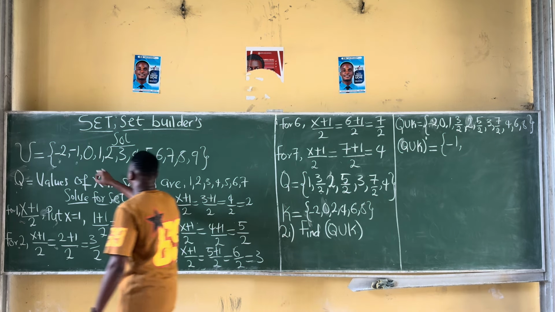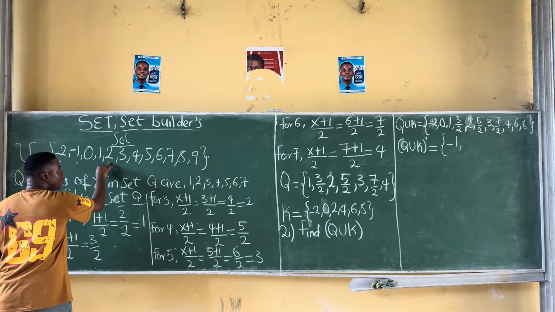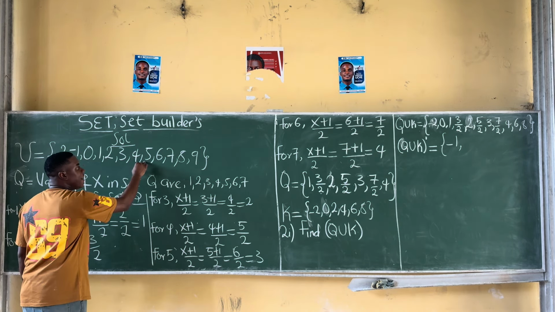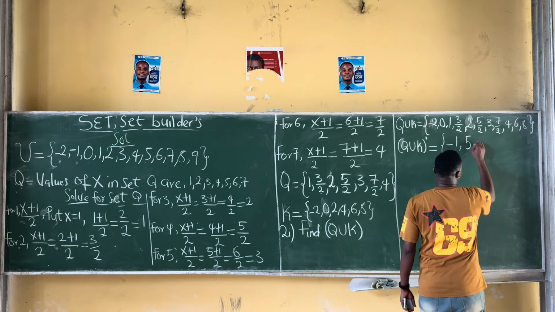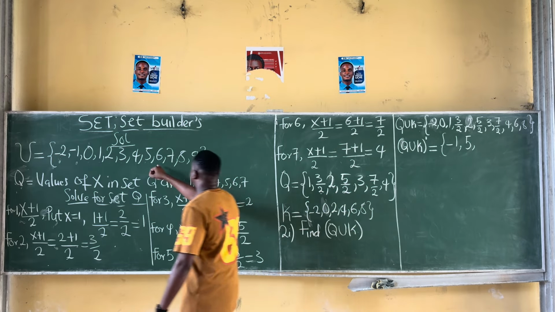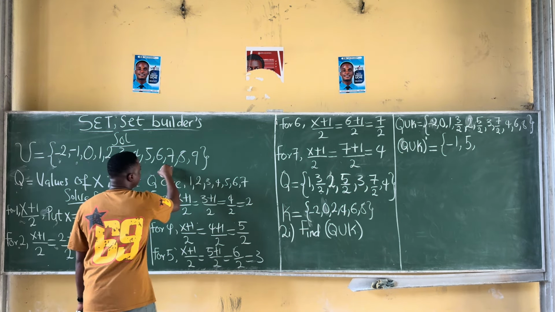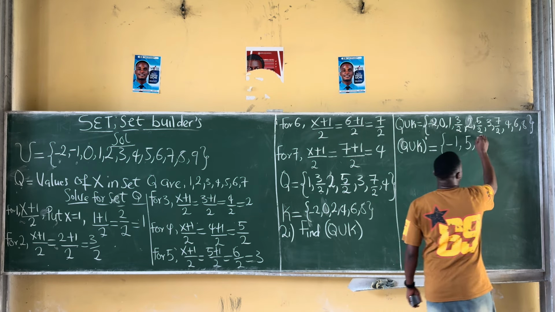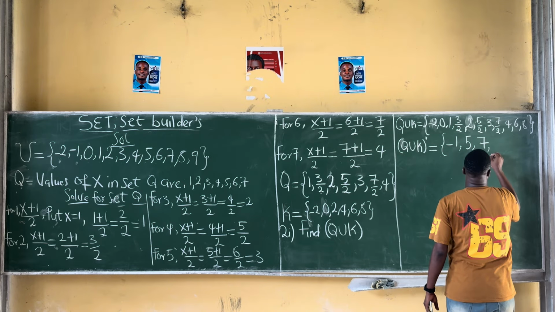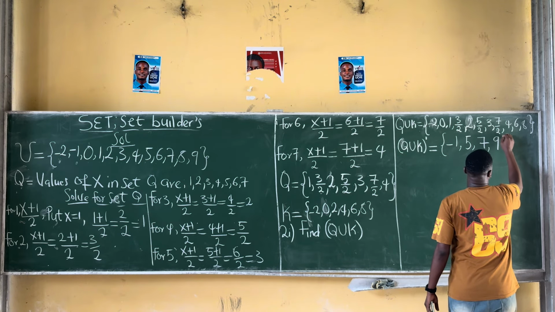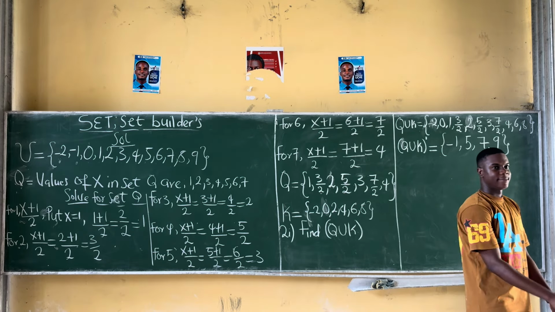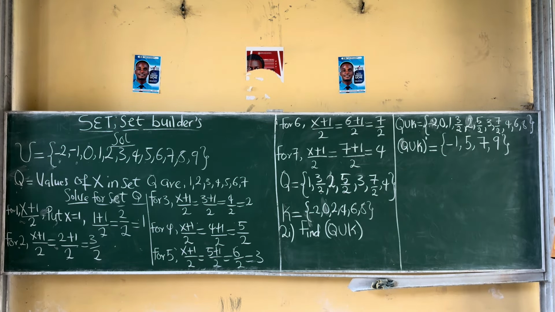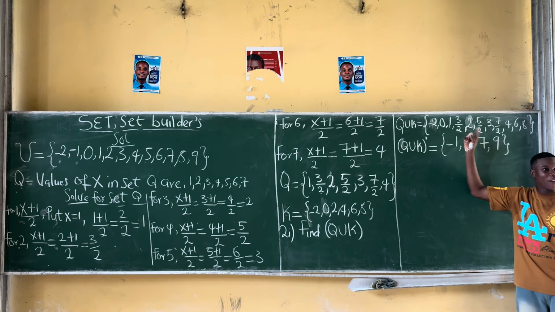Come again. Can you see 0? 1, 2, 3, 4, 5, 6, 7. What about 8? What about 9? So this is Q union K prime. Are you following? You didn't get it? Okay. But do you understand what Q union K is, right?